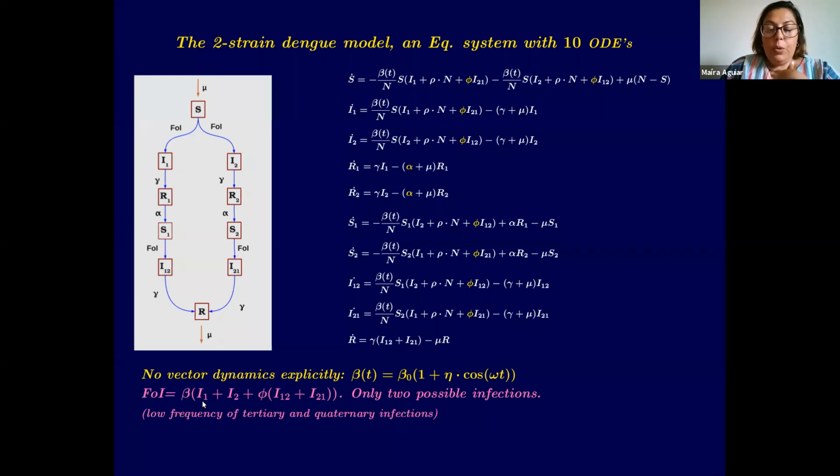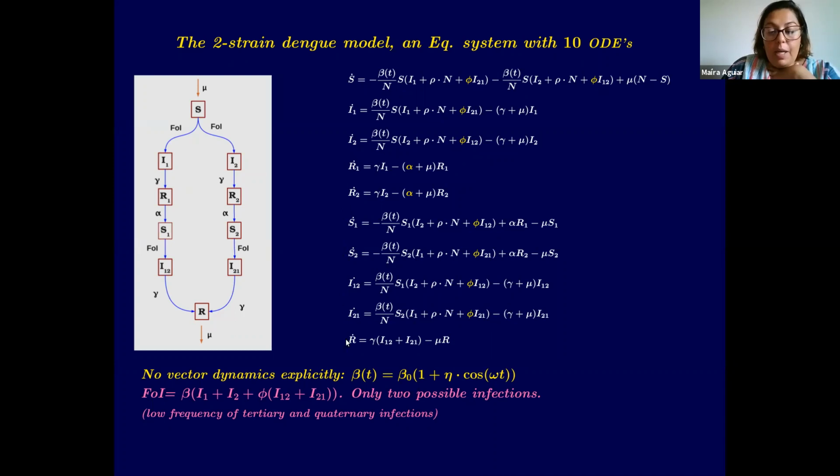So beta when you get the infection from individuals in the primary infection with dengue 1 or dengue 2, and phi beta when you get the secondary infection by individuals in the secondary infection with dengue 1 and dengue 2. Okay, again, two possible infections. Let's look at the equations. We have an SIR model, and here the I can be with strain 1 or strain 2, so that gives the strain structure, differentiating strain 1 from strain 2.